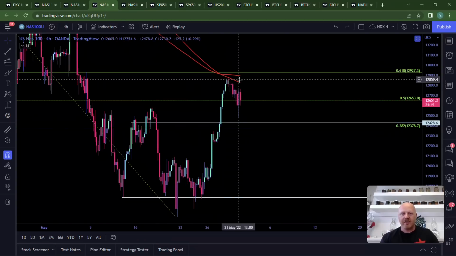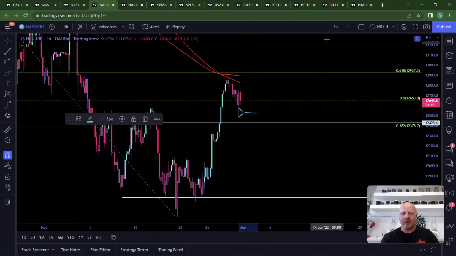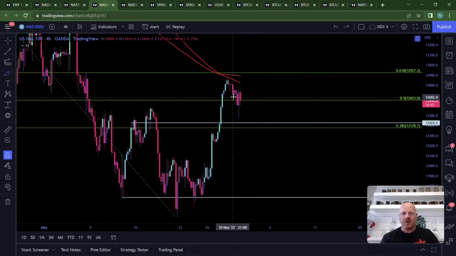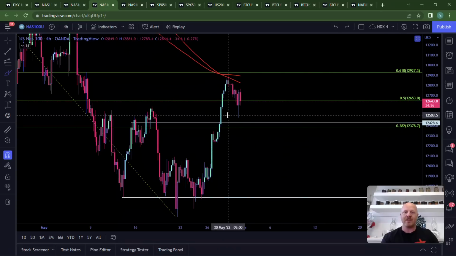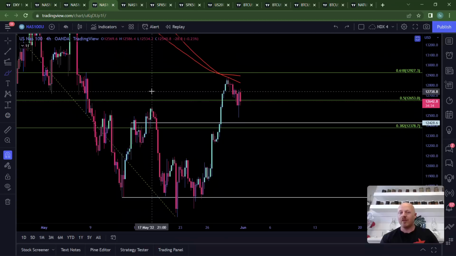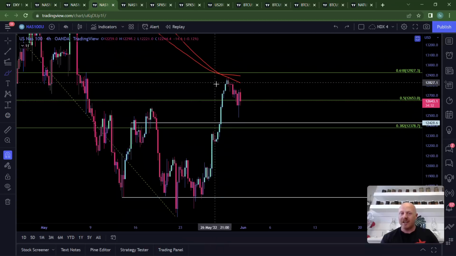So you hit your 200, you fell down, you got a nice demand wick here on the 4-hour time frame, okay? You got a nice demand wick, and you're trying to hold this 0.5, which is at 12,653. Right now you're at 12,646. And if this was to fail, remember the 4-hour time frame with the long-term moving average is very key.